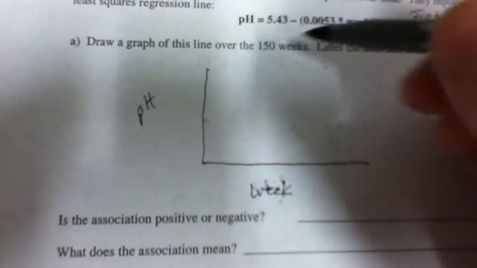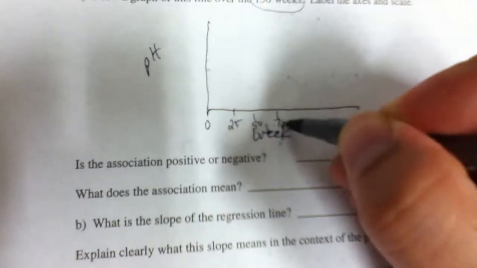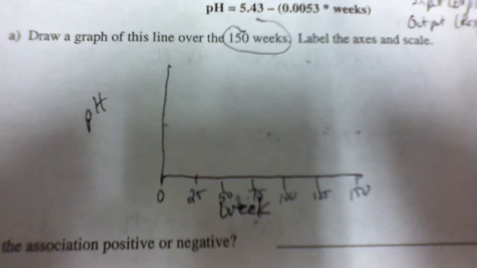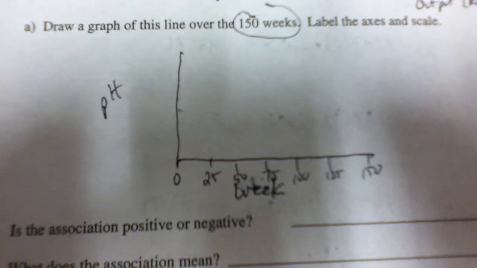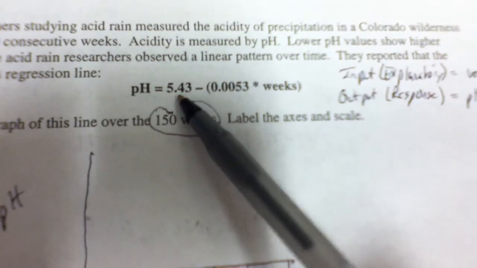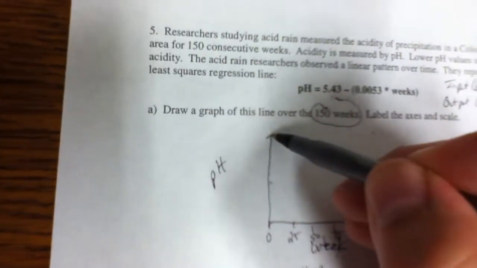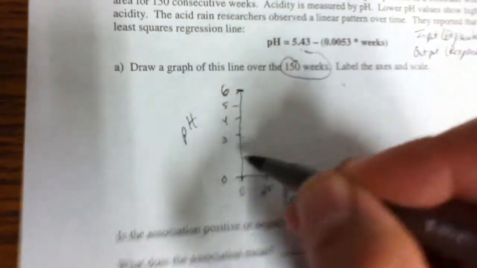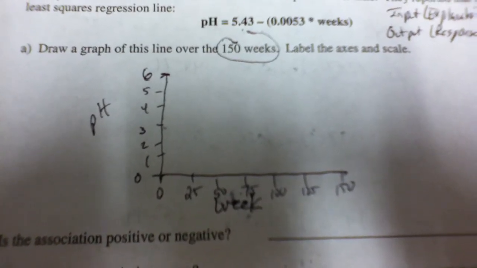For weeks, they tell us it's a 150-week study. So we start at 0, go to 150, and count by 25s. Now the pH is a little trickier to find. To find pH, we look at the equation. It appears to start at 5.43 and go downward. So I'm going to assume if I go up to 6, I'll be okay, and go down to 0 should cover everything. Now this is an assumption, but it should work out. So knowing that it begins at 5.43 and goes downward gives me my pH scale of 0 to 6.